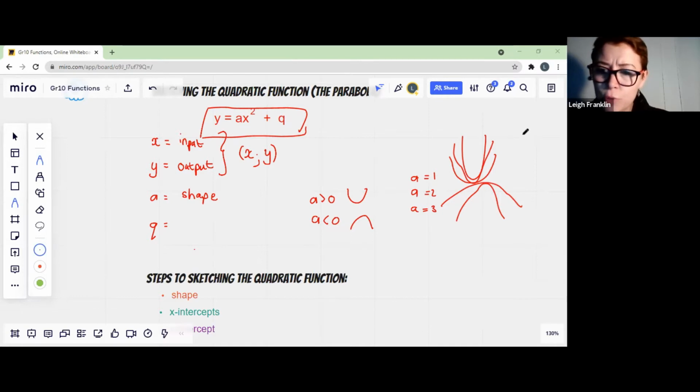You're welcome to unmute your mic or type in the chat. Do you know what Q represents? The turning point. Inam, well done.